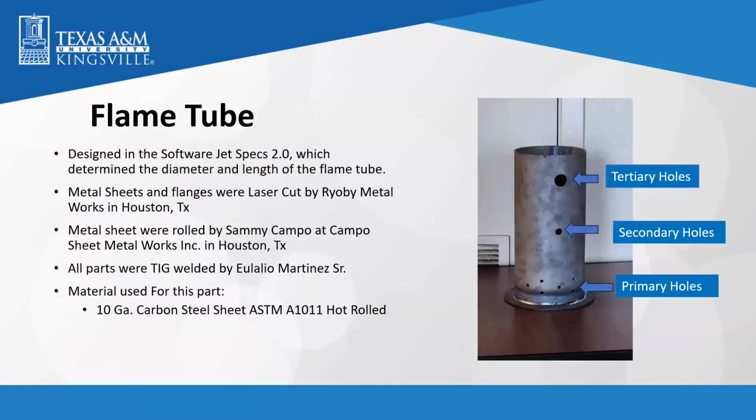So this is our flame tube. Like I mentioned before, we use the JetSpecs program to find the specific diameters or specific dimensions. Our metal sheets were laser cut by Ryobi Metal in Houston. They were rolled by Sammy Campo and Campo Sheet Metal Works in Houston as well. And then, as I said, all the parts were TIG welded by Eulalia Martinez Sr., which is my dad. The material used for the flame tube was carbon steel sheet, 10 gauge.